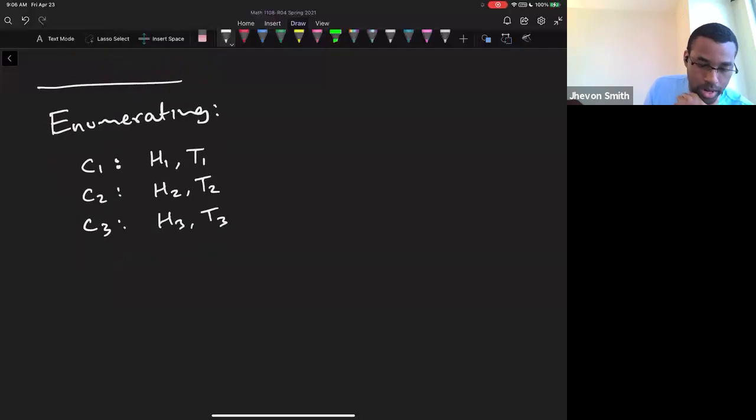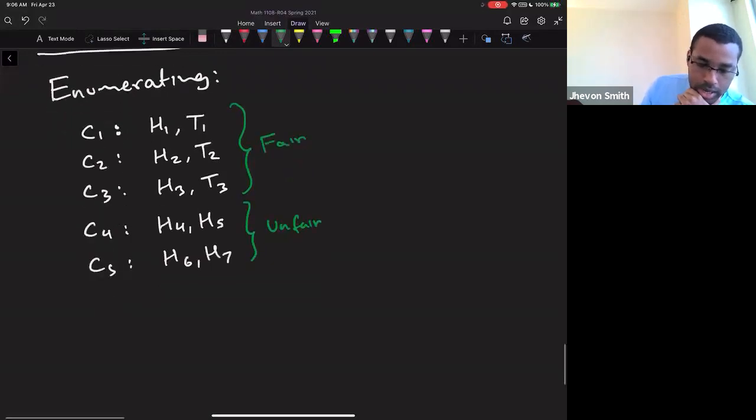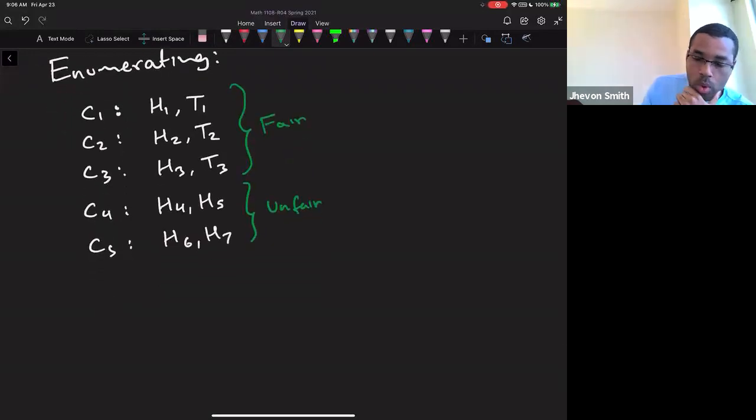So those were the 3 fair. And then coin 4, you said, well, that's a heads and another heads. And then coin 5, well, that's another head and another head. So this here would be your fair coins, and this here would be your unfair. And you'll know that a coin flip is only going to take one of these options.